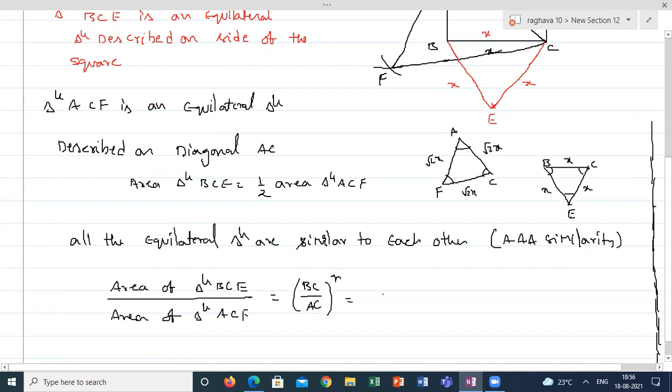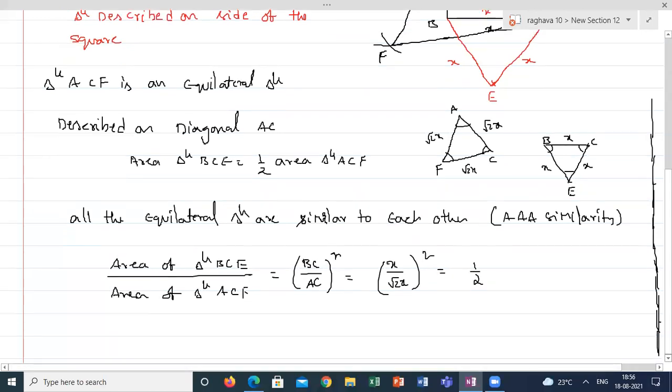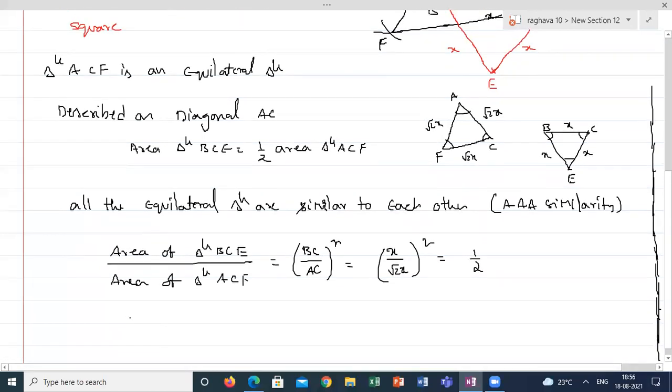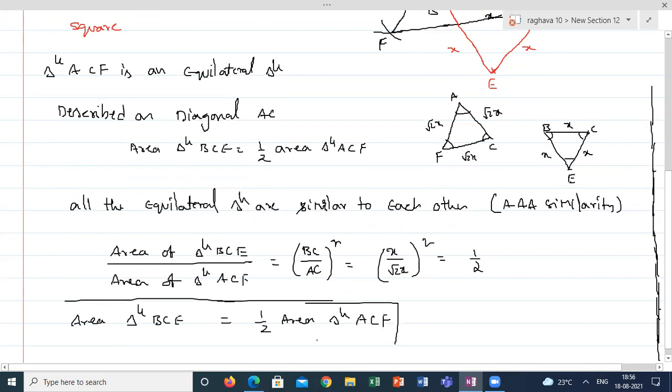Squares of the corresponding sides ratio. BC is x, AC is root 2 x, whole square. This will be 1 by 2. So I can say the equilateral triangle described on the side of the square has half the area of the equilateral triangle described on the diagonal of the square. Understand what is the meaning of describing on one side?